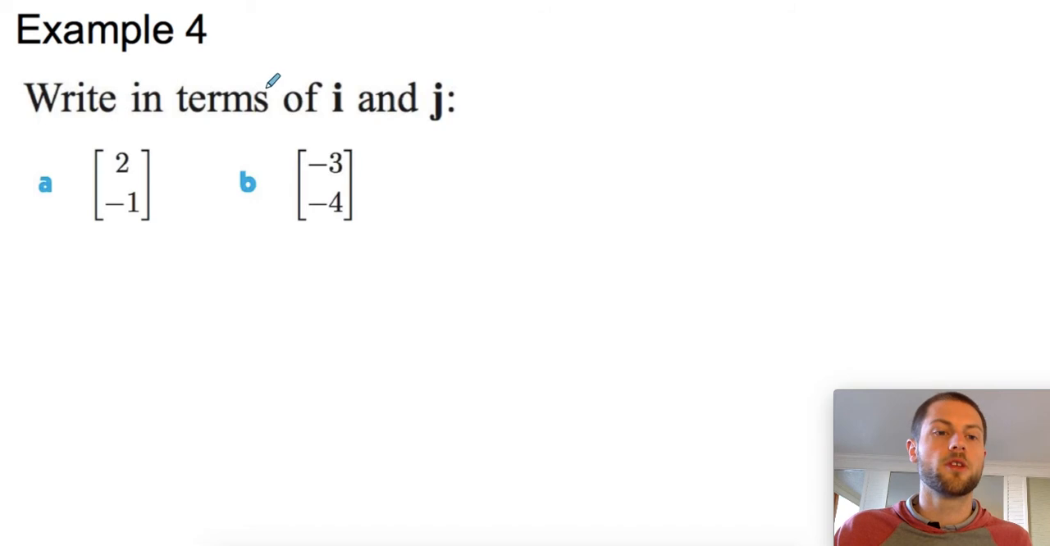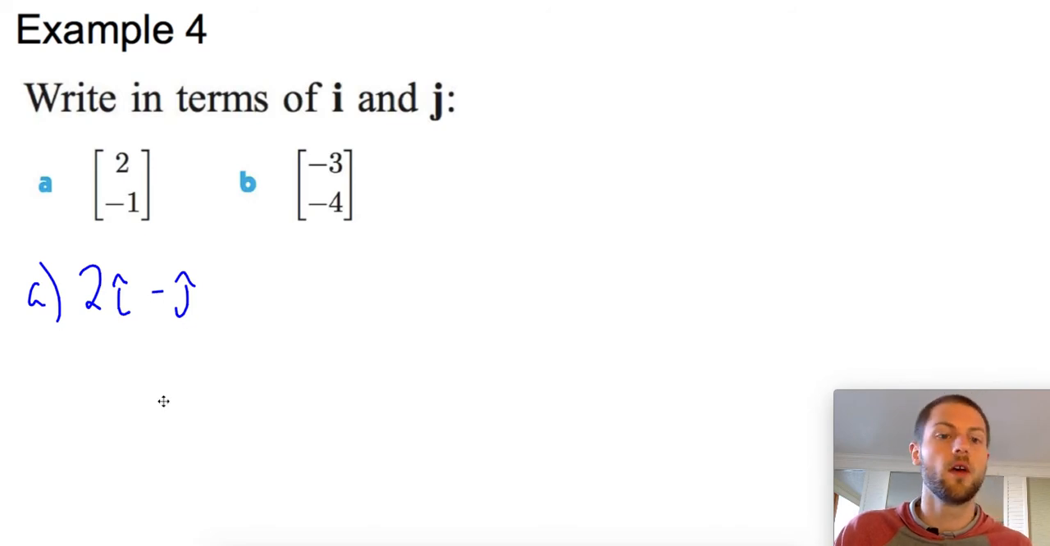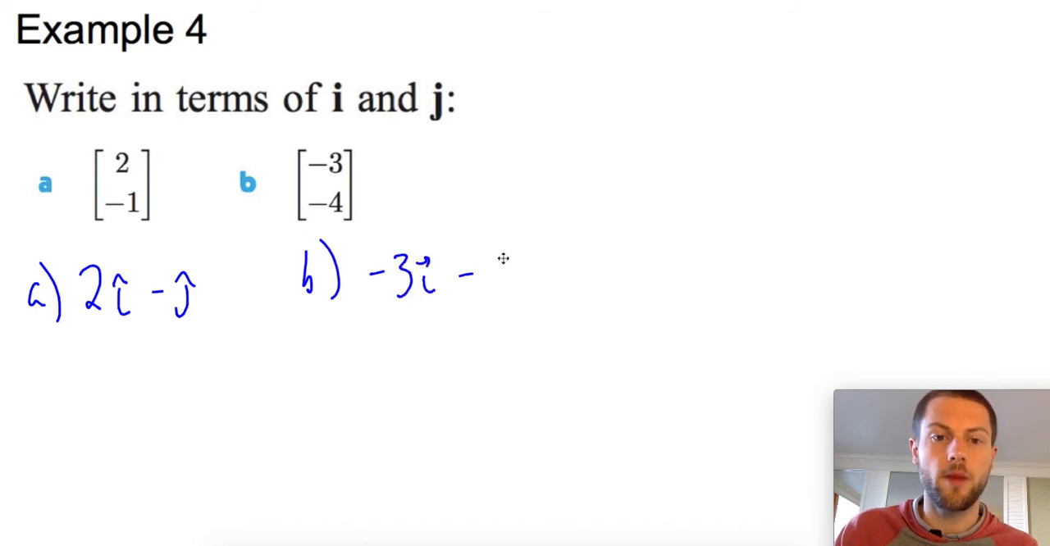So a couple more simple examples. We want to just write these things in unit vector form. They're in component form. And really, if this looks easy, it's probably because it is. All we're doing is taking the components and writing them in unit vector form. So 2 and negative 1 would become 2i minus 1j, or just minus j. And then for b, this would be negative 3i minus 4j.